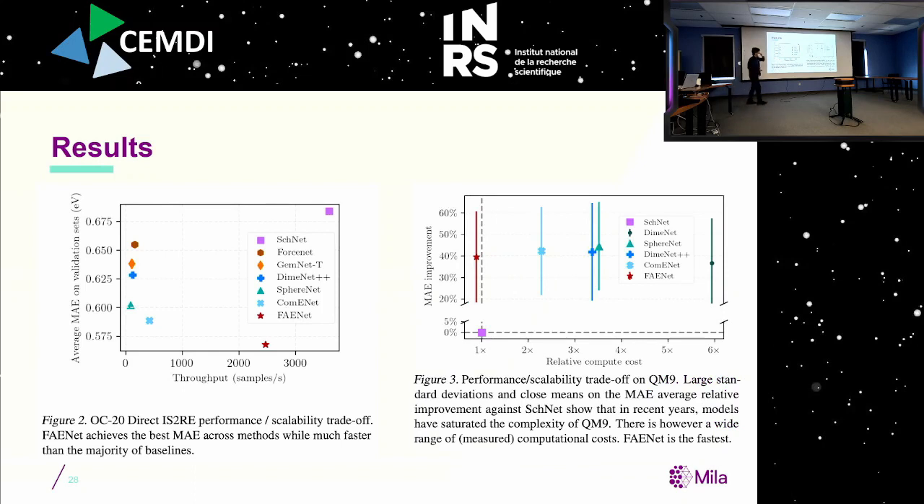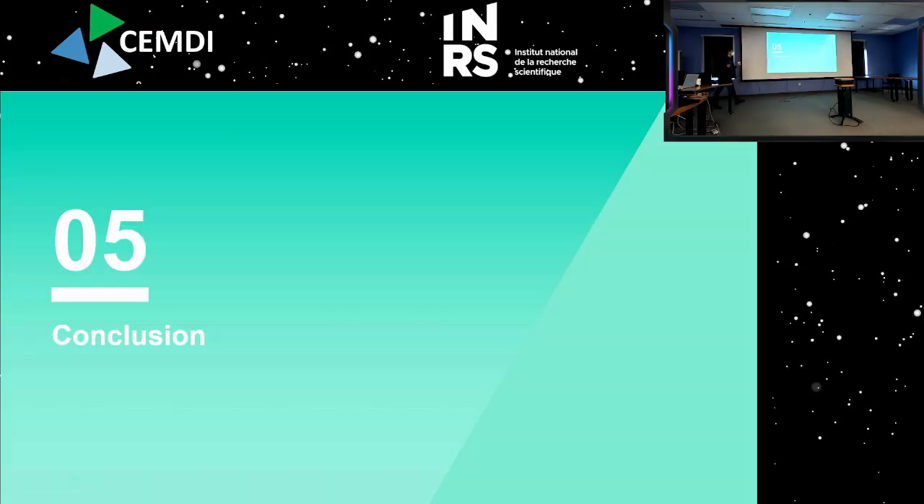And then the same thing holds true in QM9, where if you look at this is the MAE improvement in this case. So higher is better here. And then here, this is the relative compute cost. So lower is better. So here we find that, again, we are basically as fast as the fastest algorithm while being as accurate as the accurate algorithms. Great. So we have the right trade-off.